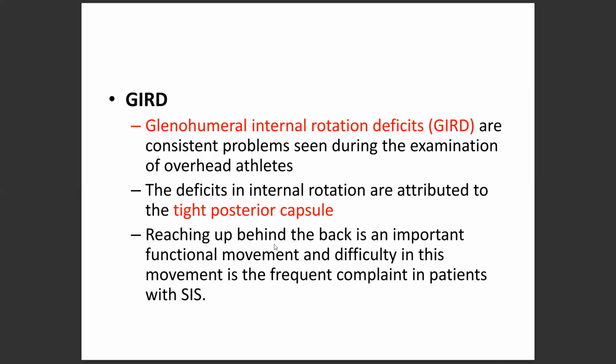Reaching up behind the back is an important functional movement, and difficulty in this movement is a frequent complaint in patients with subacromial impingement syndrome, and reaching up behind the back requires the normal internal rotation of the glenohumeral joint. But if GIRD, glenohumeral internal rotation deficit, is present, then obviously there will be no such reaching up behind the back movement.